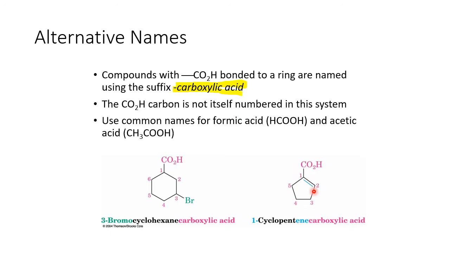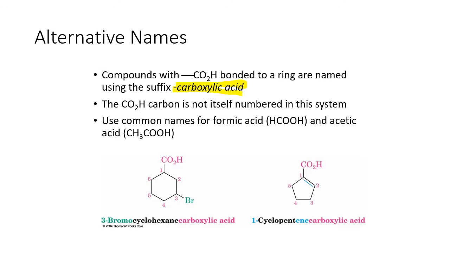So we give it one cyclopentene, and one represents the location of the double bond, carboxylic acid. Okay? So I use the suffix carboxylic acid if I want to name a cyclic structure, and I use the suffix oic acid if I'm going to name a compound that's linear, not cyclic. Okay? Now, this is what we call the IUPAC system naming. Let's take a look at what common names we have for carboxylic acid.